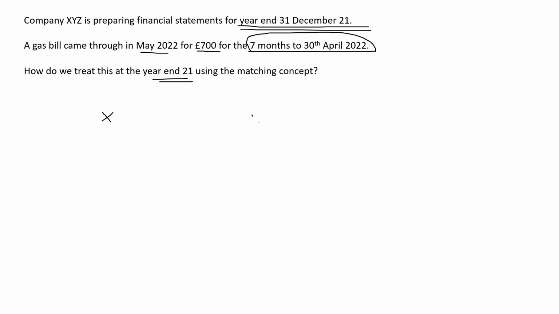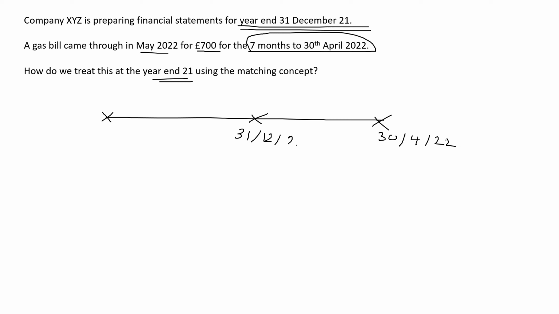Well, firstly, I'm going to draw my timeline, and I'm going to show you that the invoice straddles the year end. So we have 30th of April 22. Our year end is 31st of December 21. Okay, that gives me 4 months difference, and the remaining 3 months we put here, and then we have 30th of September 21. Okay, now what's the significance of this? Well, it means we need to record an additional expense in this period where I'm drawing the cloud.